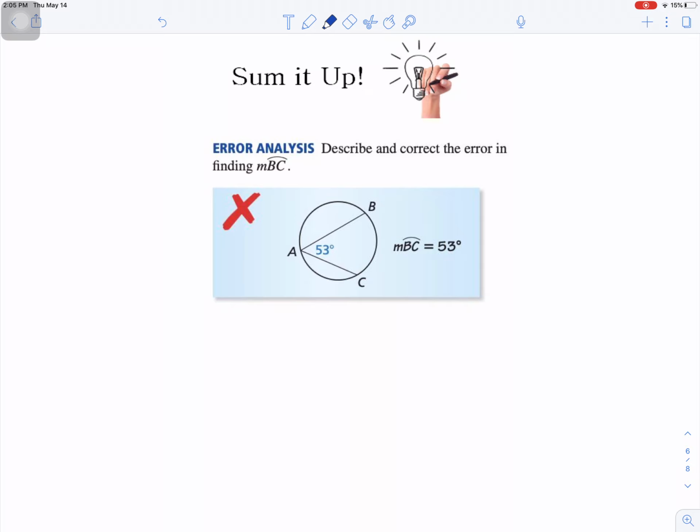All right, so what was the mistake here? This says that the angle ABC is 53 degrees and the arc is 53 degrees. What's the mistake? I think you know. Angle ABC is not a central angle. Only a central angle equals its arc. So to find the arc, when you have an inscribed angle, you have to double the angle.